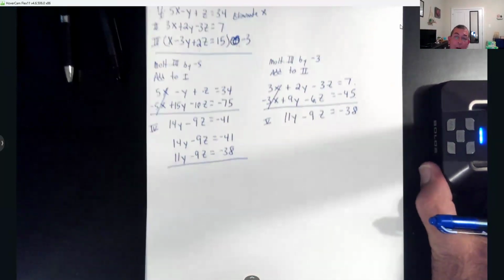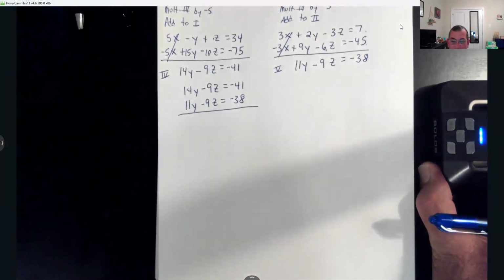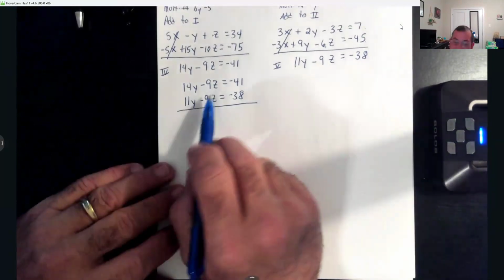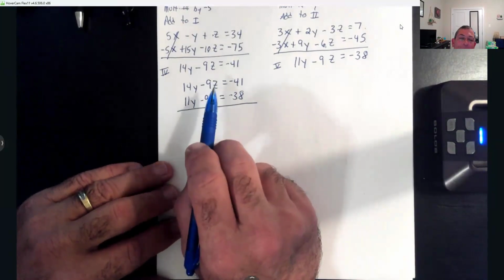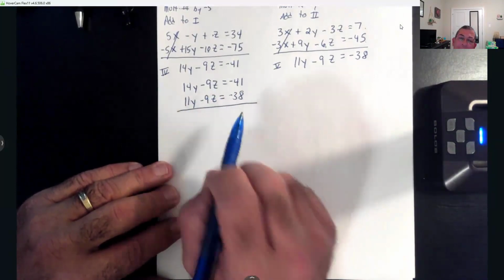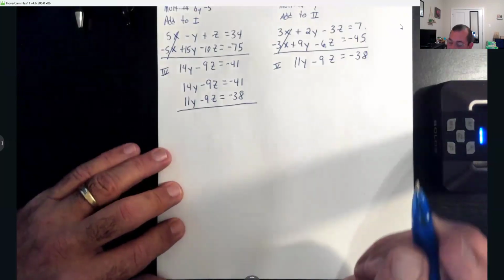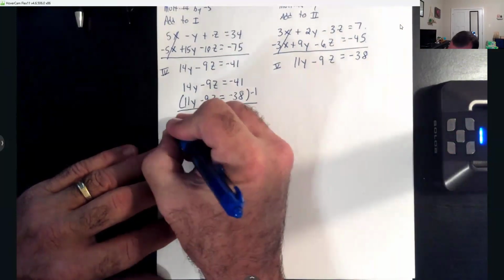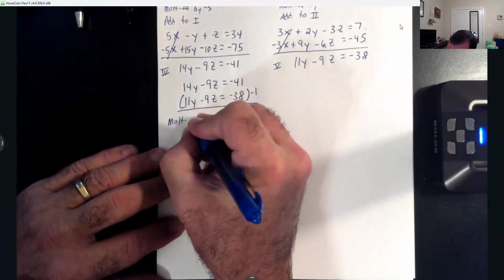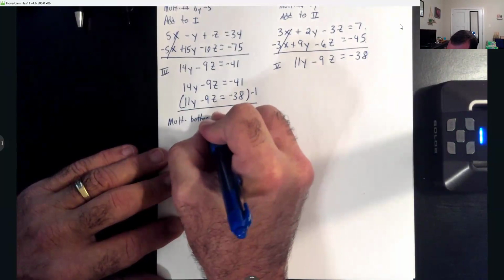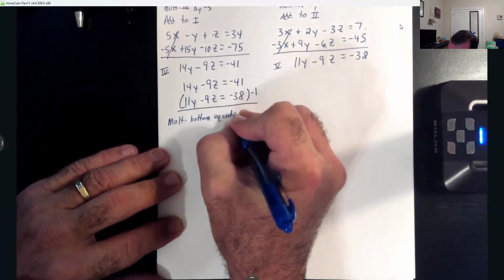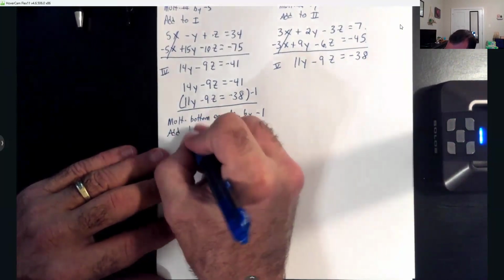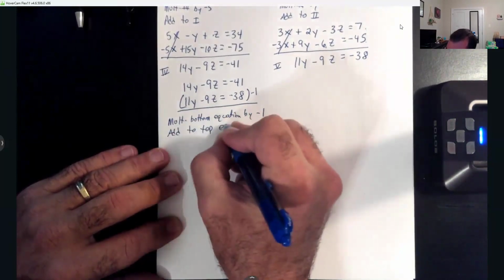Now, y'all, I know what variable I'm about to eliminate. These 9z's look pretty close. All I got to do is multiply one of these by -1 and cancel those z's out. So what I'm going to do, I'm going to multiply the bottom equation by -1, and then I'm going to add it to my top equation.